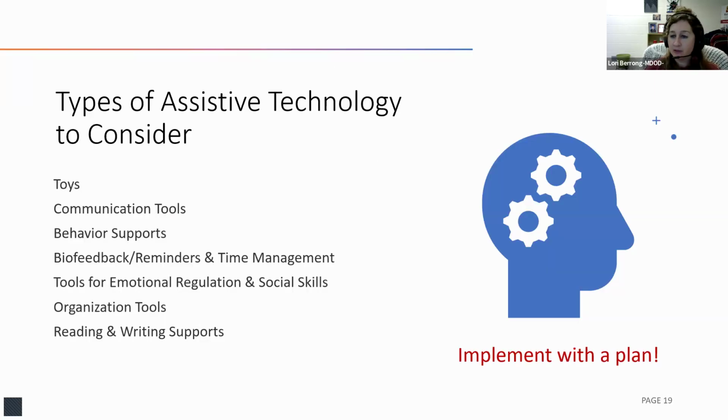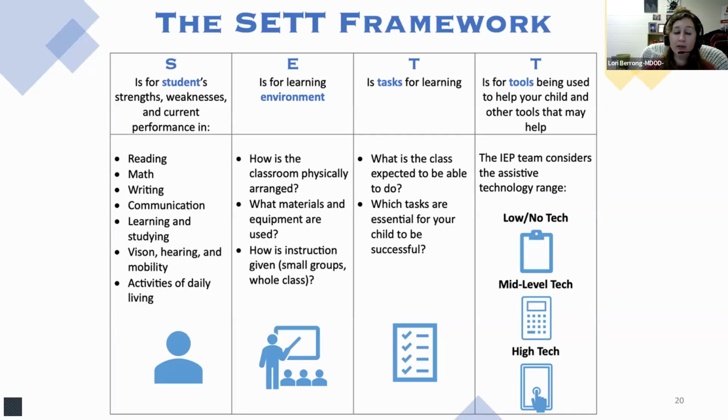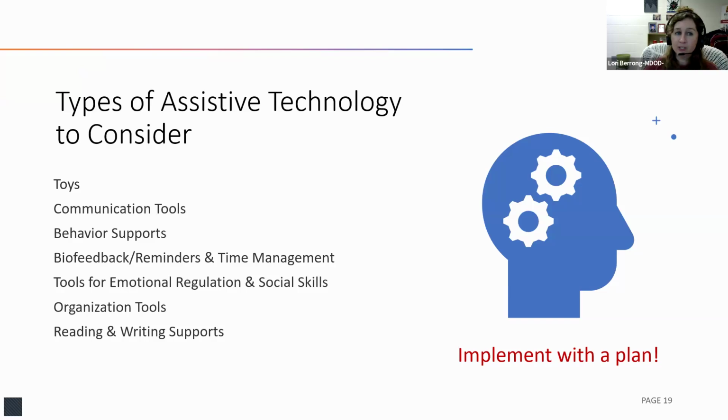And types of assistive technology will look at toys, communication devices, biofeedback reminders, tools for emotional regulation, social skills, organization, and reading and writing. So we're going to talk a little bit about all of these. And let me go back to that. What I wanted to note on this slide is implement with a plan.